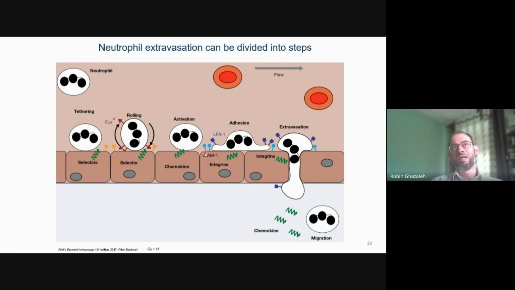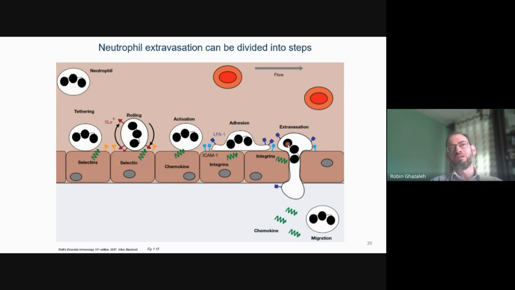Endothelium, ICAM1. This is a strong interaction. And this interaction is then followed by extravasation, and the integrin molecules are involved in extravasation as well.